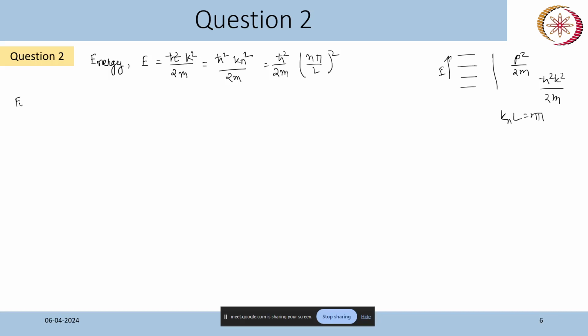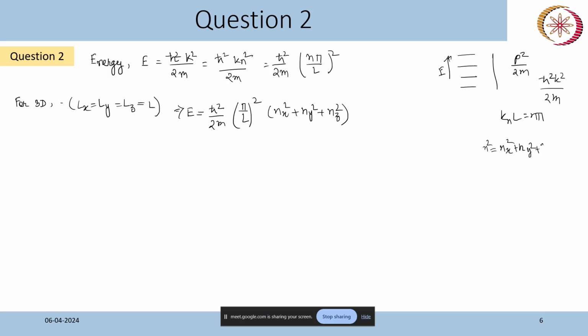For 3D, let's consider the particle in a box. The sides of the box are Lx, Ly and Lz. Basically it is a cube, all three are equal, and equal to L. Then you can solve similarly for the 3D case also. The quantized energy levels will be h bar square by twice m, pi by L taken as common, squared, and instead of n, this will be nx square plus ny square plus nz square, which is equal to n square. This comes from kx, ky and kz.